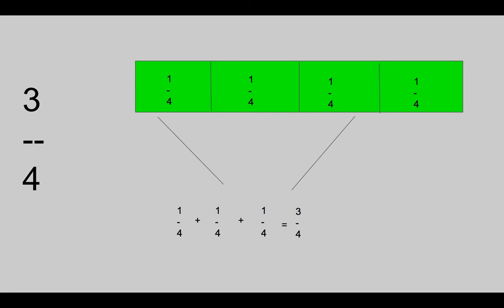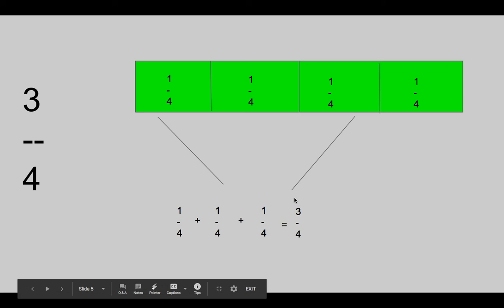3/4. 3/4 is 1, 2, 3 parts of 1/4. We take our 1/4, our second 1/4, and our third 1/4 to get a total of 3/4.